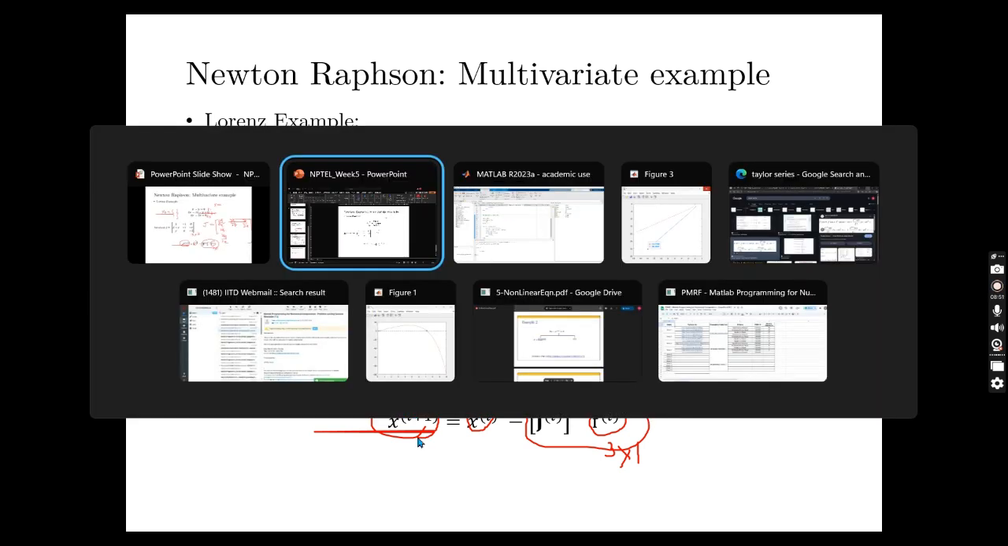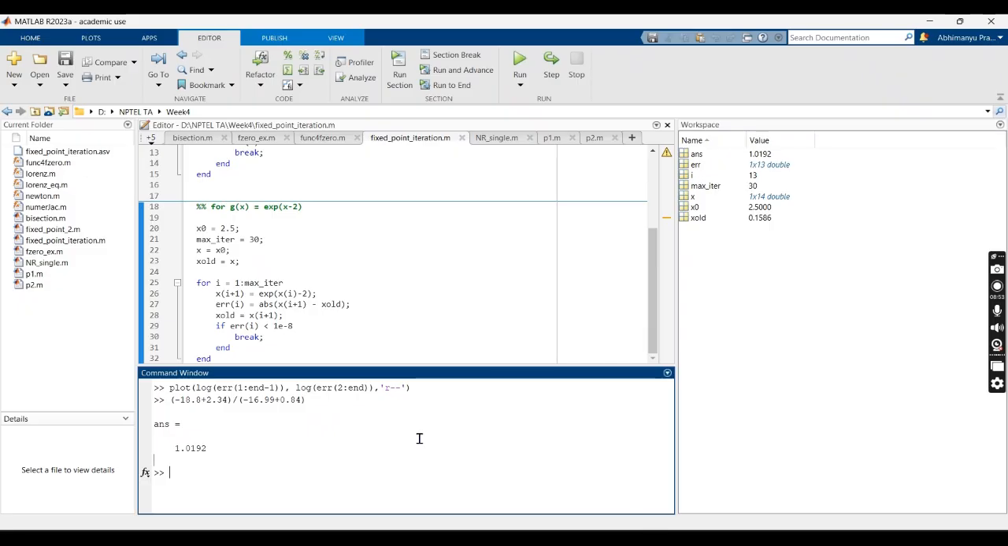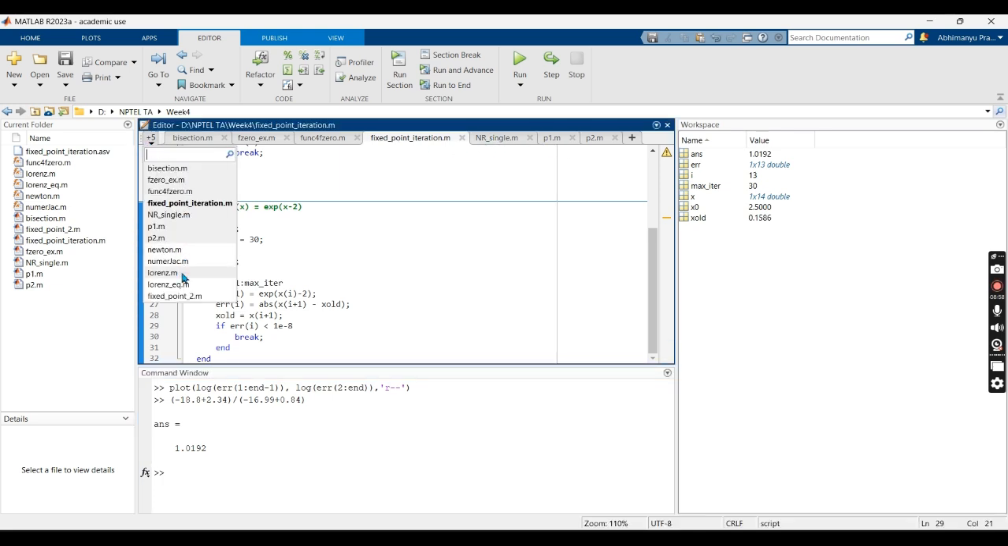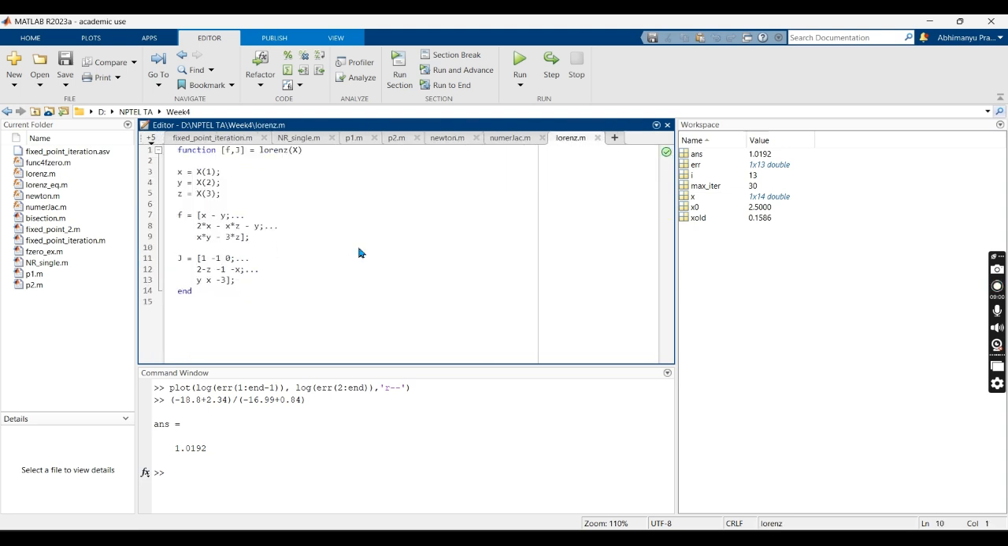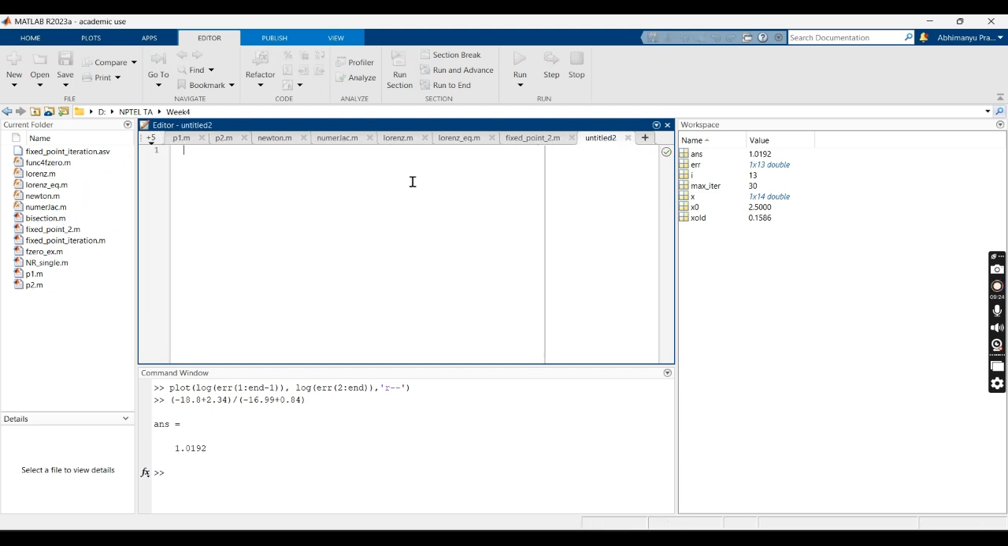Okay, so we will be looking at an example of this. Okay, I did not have some, right. So fine, this is just a function. So a Lorentz function: I take as input a vector x, and I calculate my function f and my Jacobian j, and I output these two variables. I think I don't have a script for it, so I will just write one.